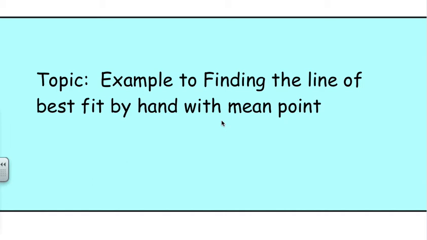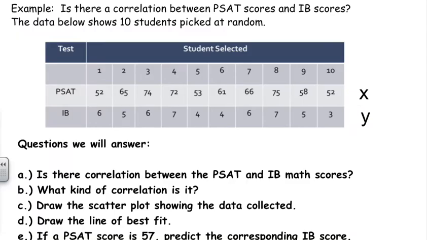To find the line of best fit using the by hand method and a mean point, your average point. So here's some information. You've seen this problem before. You have some PSAT scores and some IB scores for 10 students.